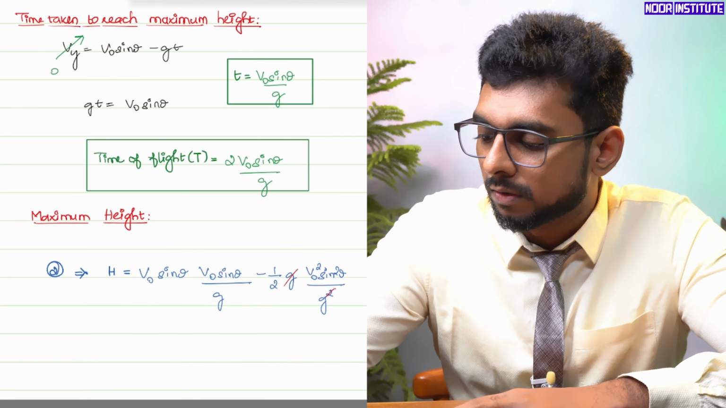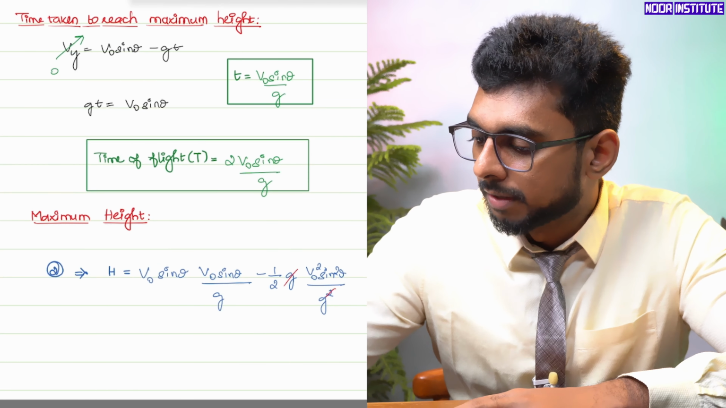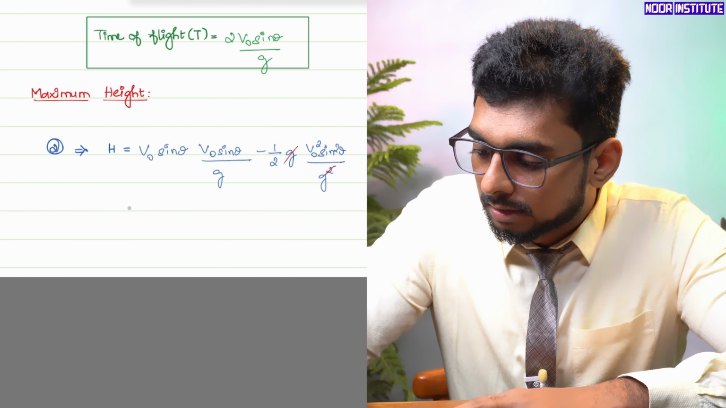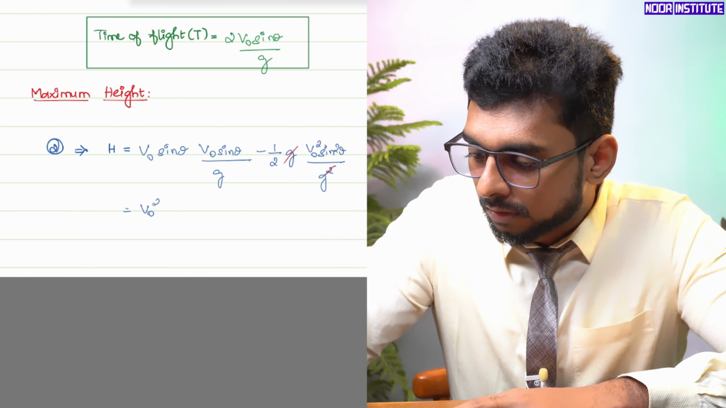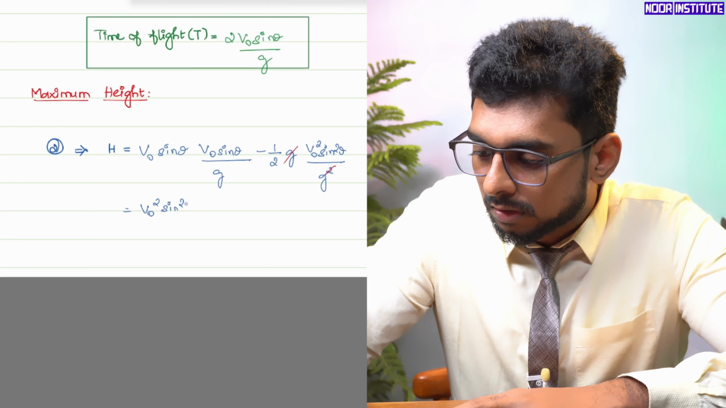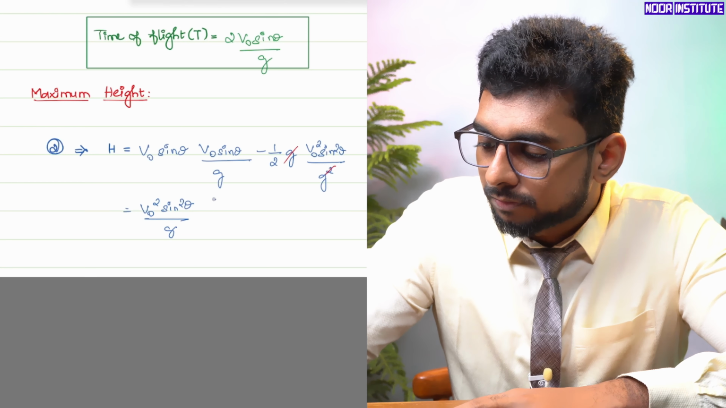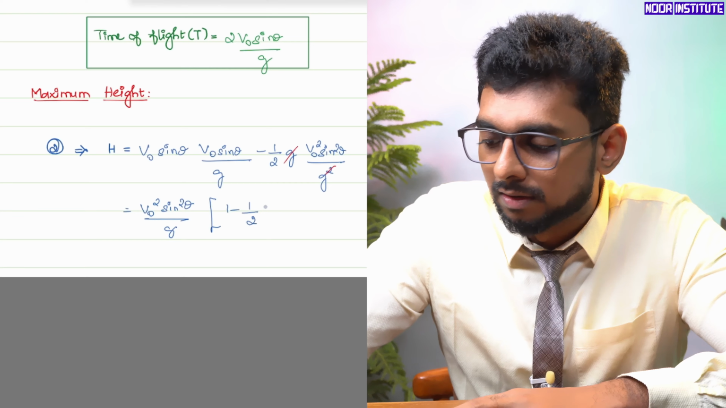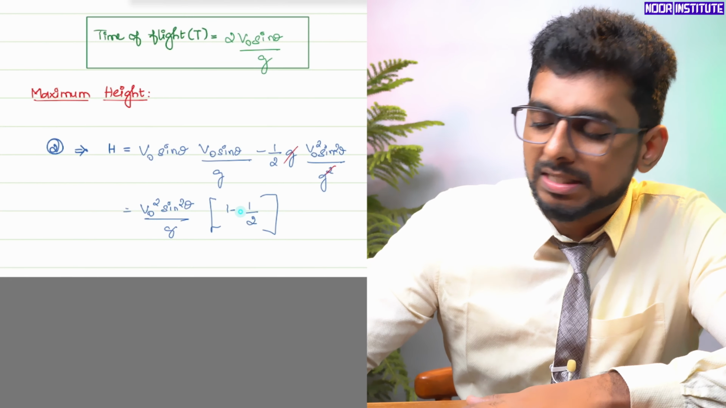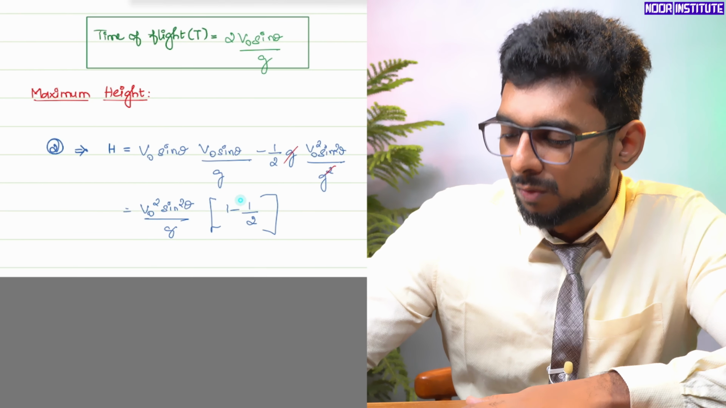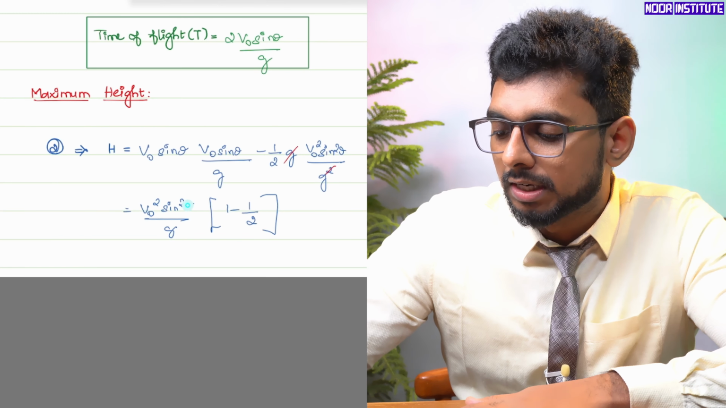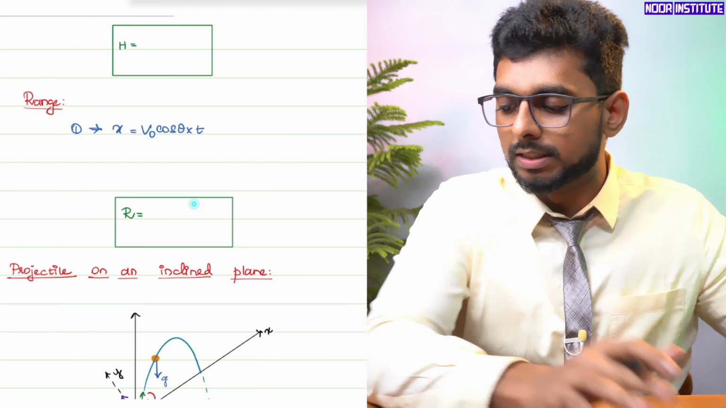So if I just factor out all those things that are common, you will have something like this. You will have V naught square sine square theta divided by g, and then you will be left with 1 minus half, okay. So that's the only thing that will be left inside the bracket. So the maximum height will be equal to half, okay. So in this bracket you just have half, and then you'll have half V naught squared sine square theta divided by g, okay.